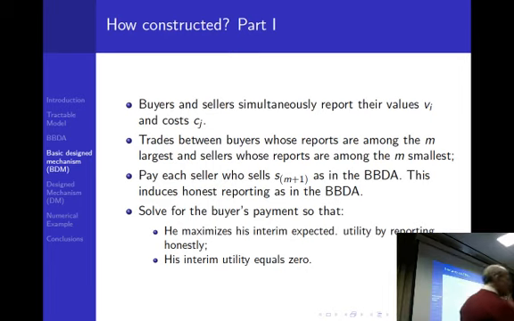And we'll provide these incentives in a way so that his interim expected utility is 0. In other words, he neither expects to come out ahead, nor worse, though ex post he might come out a bit ahead or a bit behind. Maybe quite a bit one way or another. Okay. So that's the basic pattern.